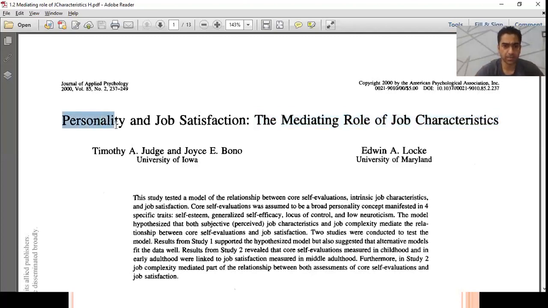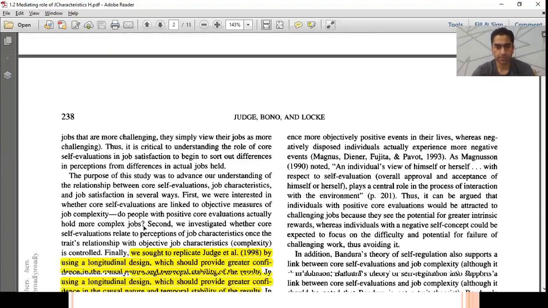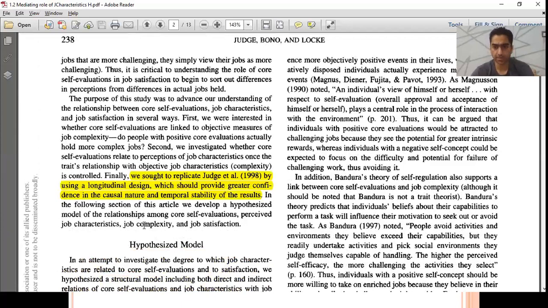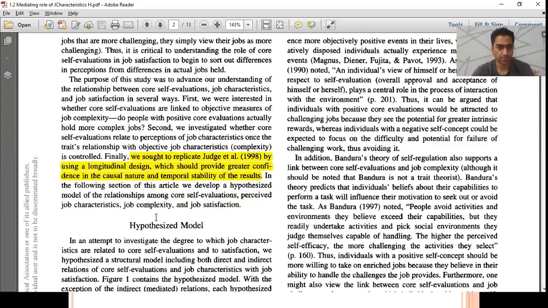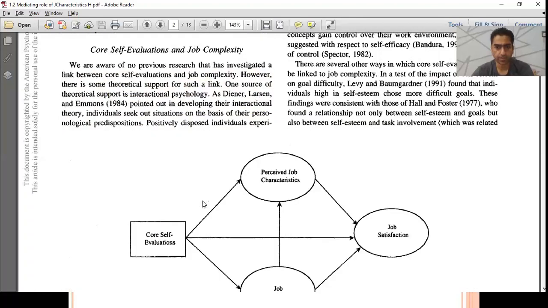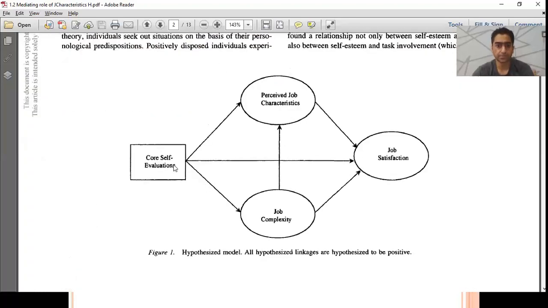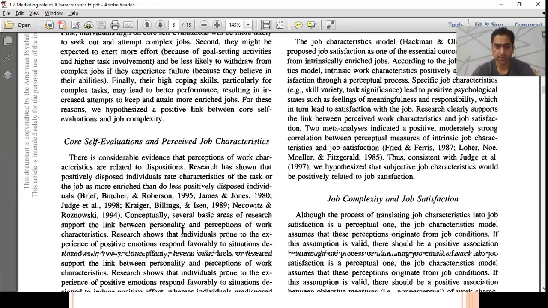But again, students, personality is quite a broad phenomenon. It must have taken a kind of personality type or personality attribute. So let's explore this model. Here you can see core self evaluation is an independent variable, job satisfaction is a dependent variable, and here we got two mediators: perceived job characteristics and job complexities. And what the author is saying about it.